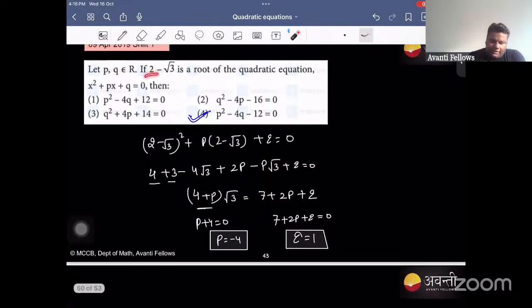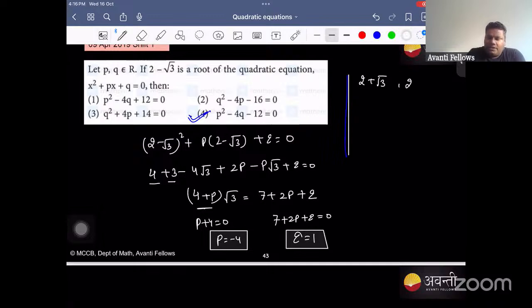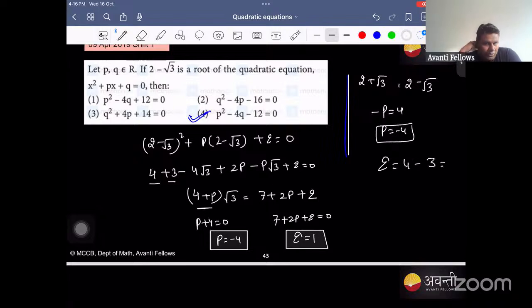See, another way I can do it. Let me tell you another way. If 2 plus under root 3 is a root, then 2 minus under root 3 will also be a root, because irrational roots occur in conjugate pairs, isn't it? So the sum of roots is what? Minus p is 4. So you got p as minus 4. Product of roots q will be 4 minus 3, 1. We can also find p and q using this method.